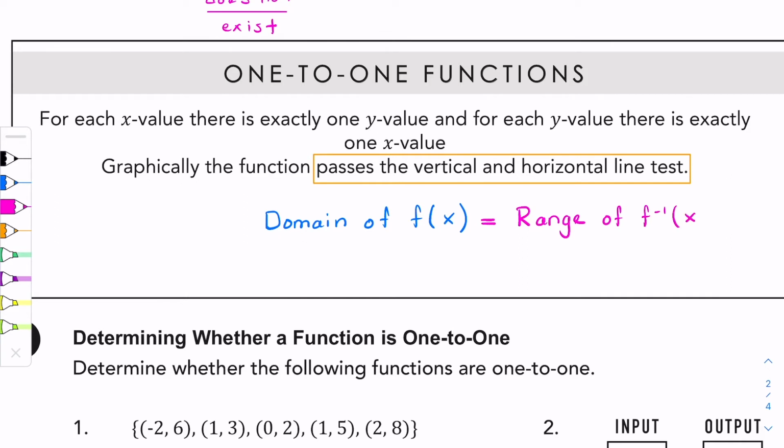Let me repeat what I said there. If you know that x values are inputs or domains and y values are outputs or the range, and you switch the ordered pairs to make an inverse function, that means you are also switching the domain and range. Domain of f of x becomes the range of the inverse, whereas the range of f of x becomes the domain of the inverse.